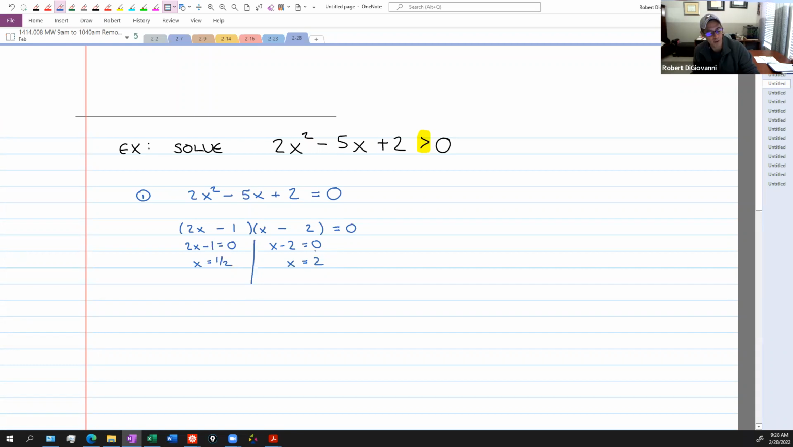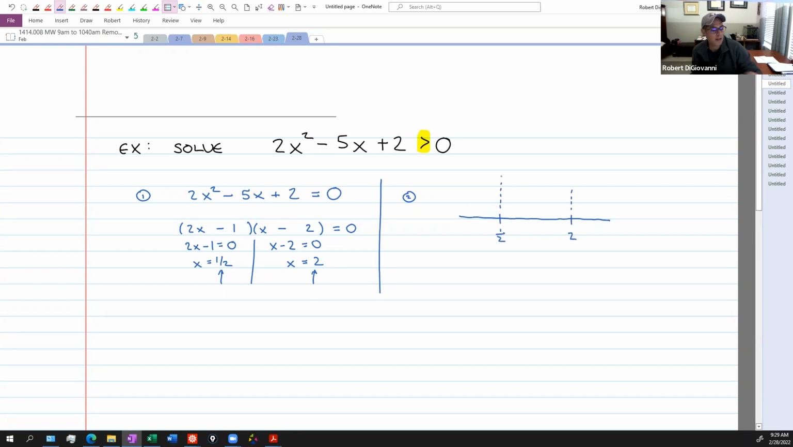So those are the numbers, right? 1/2 and 2 are the numbers that make this quadratic expression equal 0. I don't want that though, right? I want bigger than 0. So now the second step is to draw a number line, plot my points in correct order, so 1/2 comes to the left of 2. That will partition my number line into 3 regions.